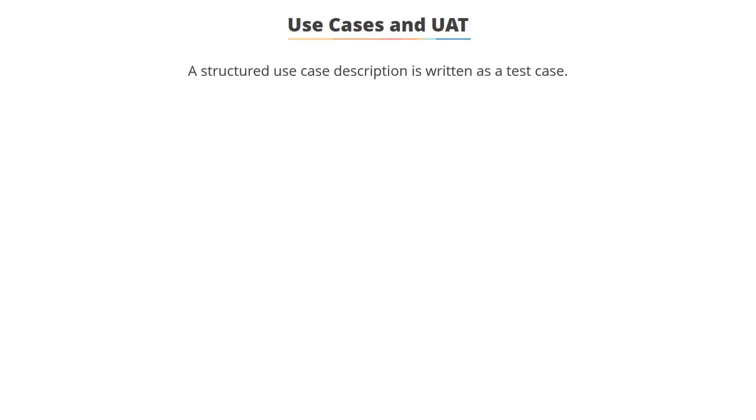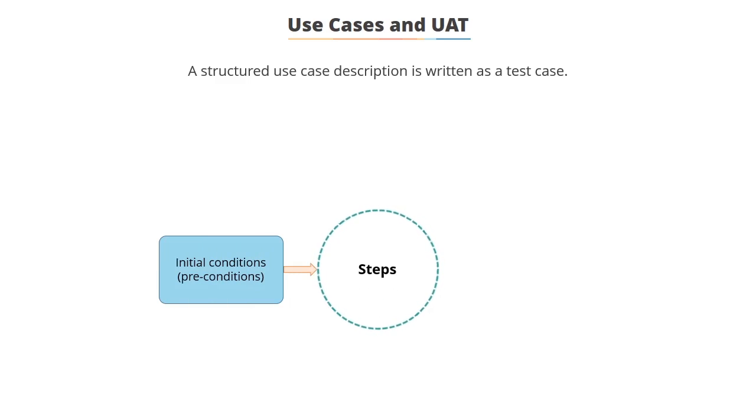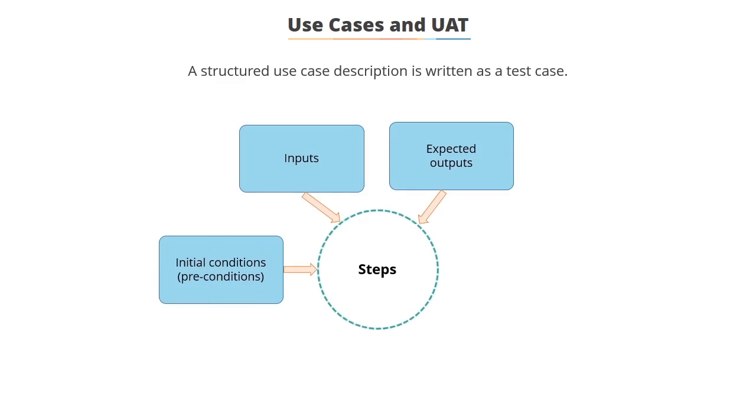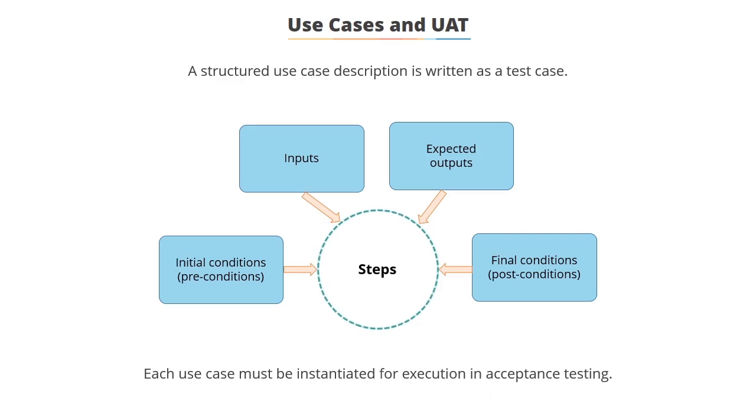Use cases are a way of documenting requirements. If you have a structured use case, it looks rather like a test case. If you think about it, a use case consists of the steps of initial conditions or preconditions, inputs from users or other systems, the expected outputs, and the final conditions or post-conditions. These are actually the same steps and operations which are involved with testing. So effectively, a use case can be replaced by an acceptance test, or rather, a use case can be converted into an acceptance test.